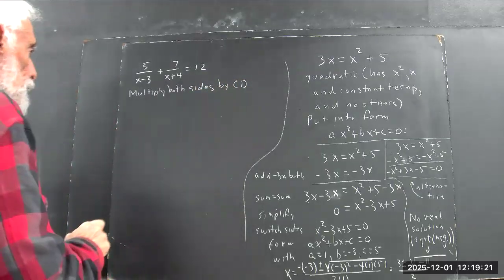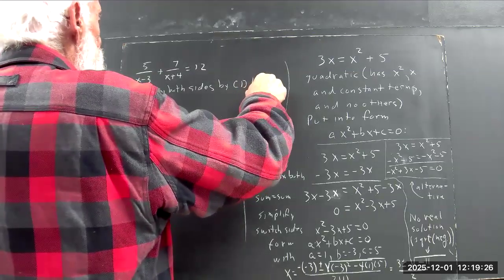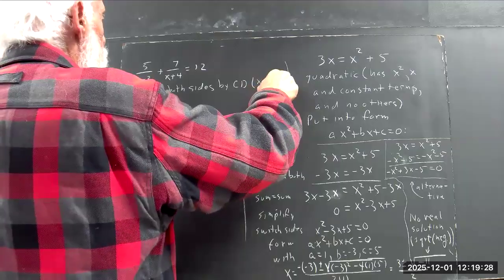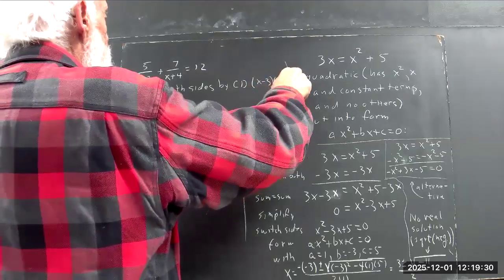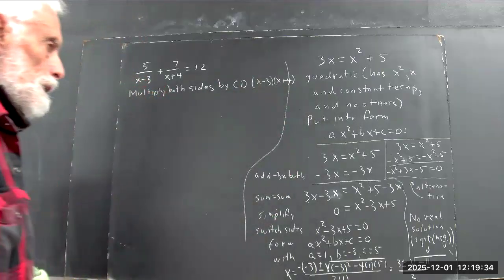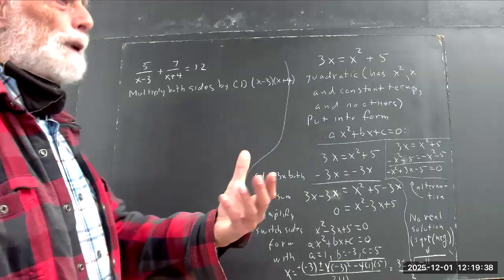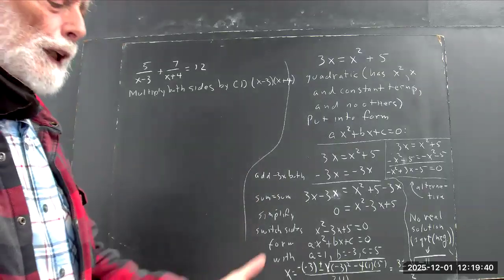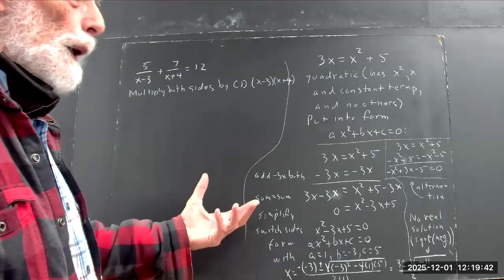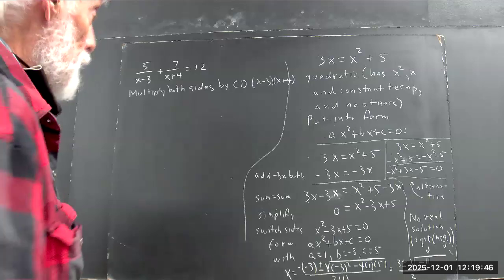CD stands for common denominator. And that's going to be x minus 3 times x plus 4. Now, we saw in a check just a little while ago how complicated it can be if you're multiplying by a common denominator, if your numbers are uncooperative. When you have symbols, usually it's a lot simpler, actually.